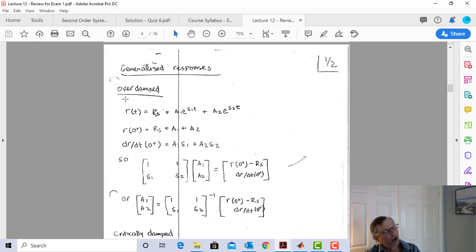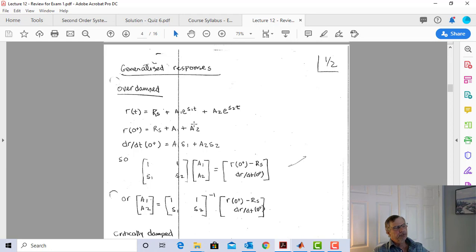If we have an overdamped system, and remember, it's overdamped, it could be a series, it could be a parallel, it could be a generalized circuit. This is going to cover all the cases. Just go back to the roadmap and you'll see that.